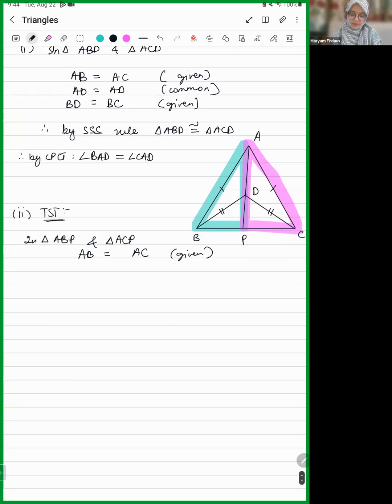So AB is equal to AC. Angle BAD is equal to angle CAD. Why? From CPCT, equation 1. Okay.